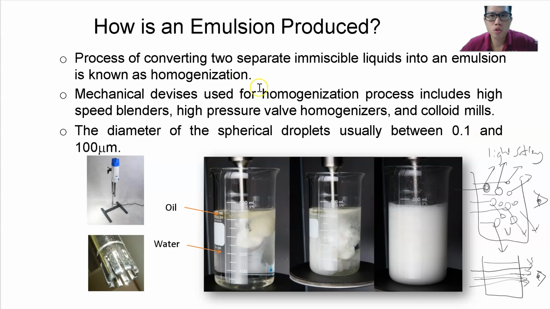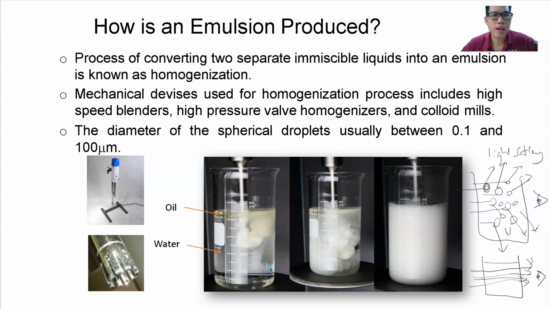So if you compare, for example, the high-speed blender with the high-pressure valve homogenizer or colloidal mill, these two, the high-pressure valve homogenizer and colloidal mill, usually have higher energy input compared to the high-speed blender. So in that case, they will produce a smaller droplet size compared to the high-speed blender.